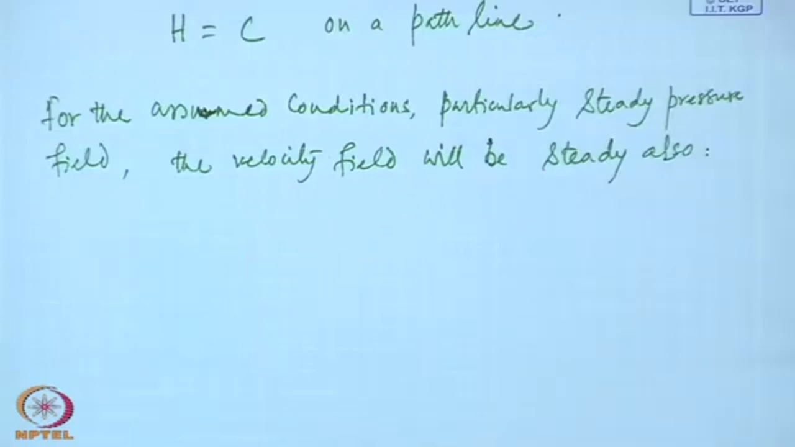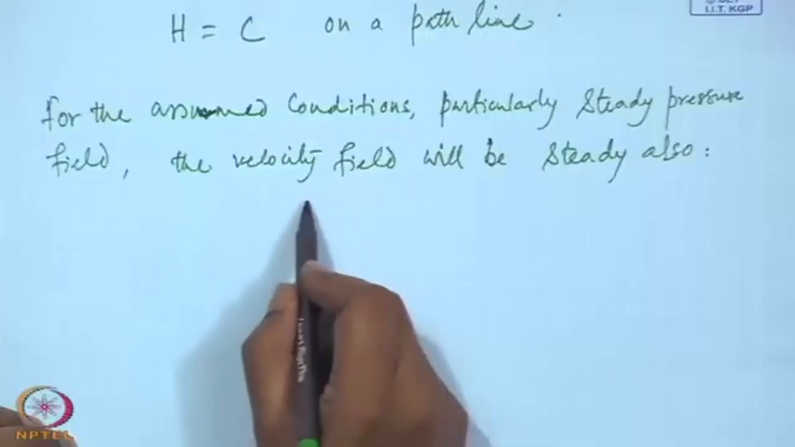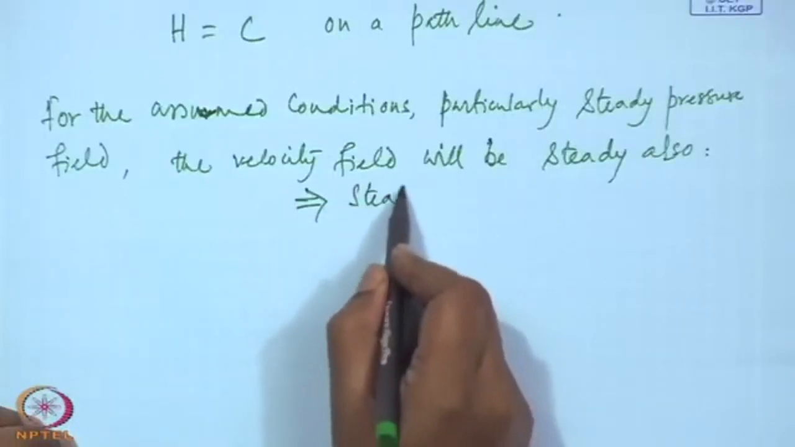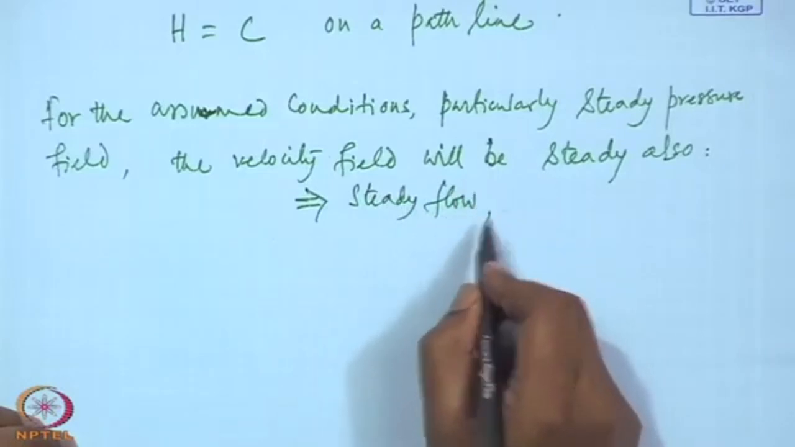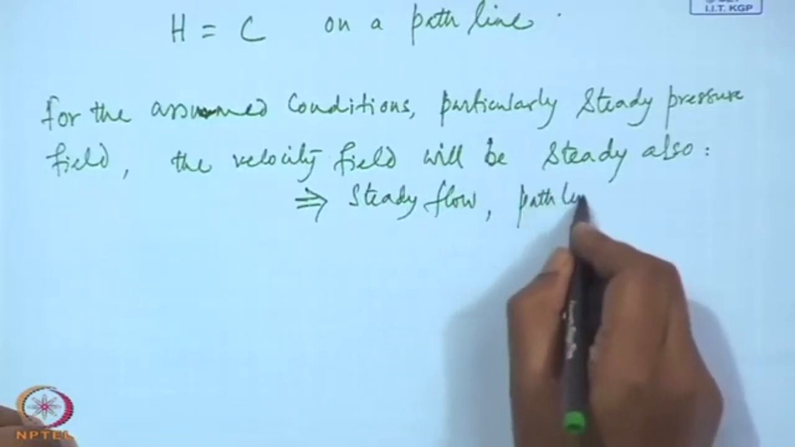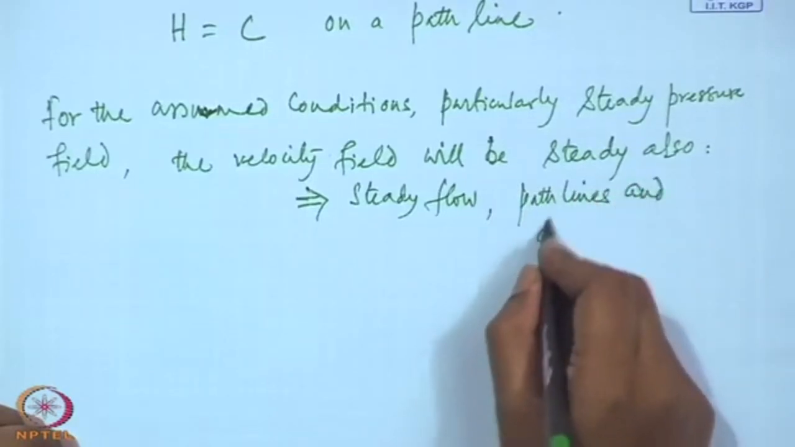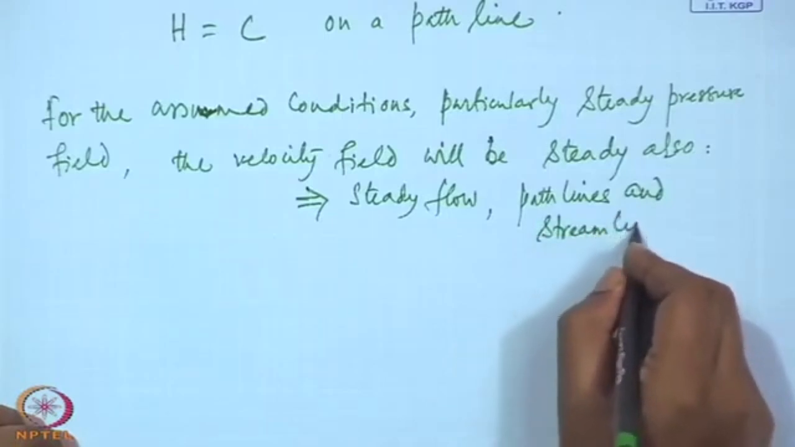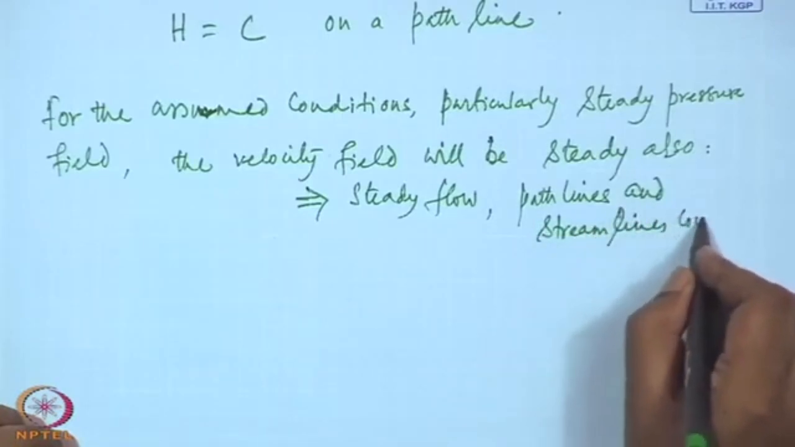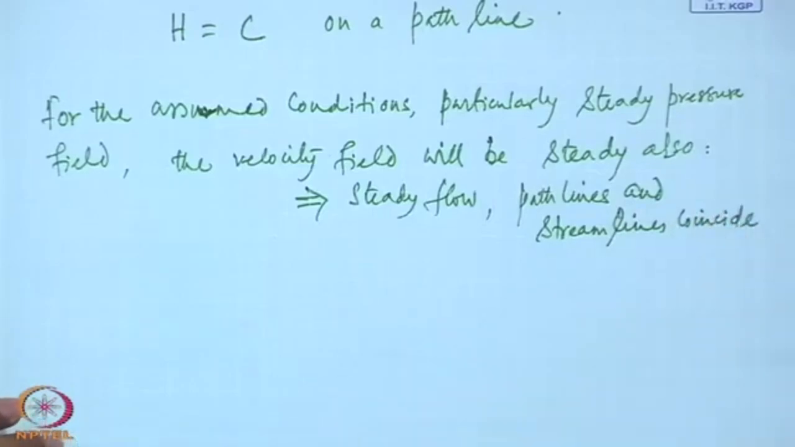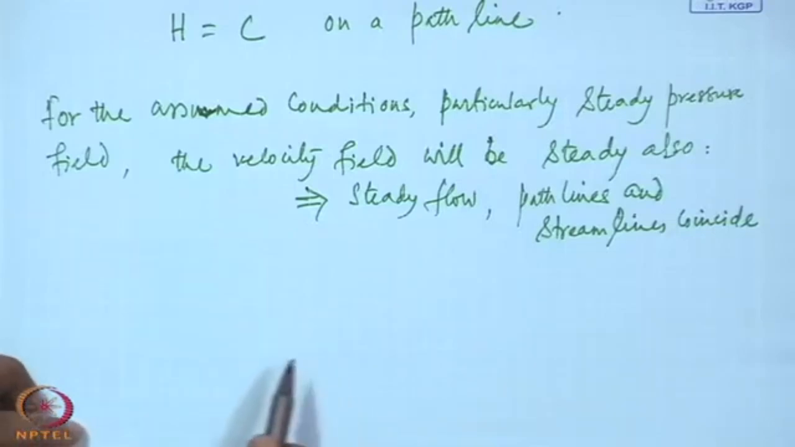Now that means the flow is steady, and we know that in a steady flow the path line and stream line coincide. So this means a steady flow. So, we can now say that this h equal to this constant is also on a streamline.